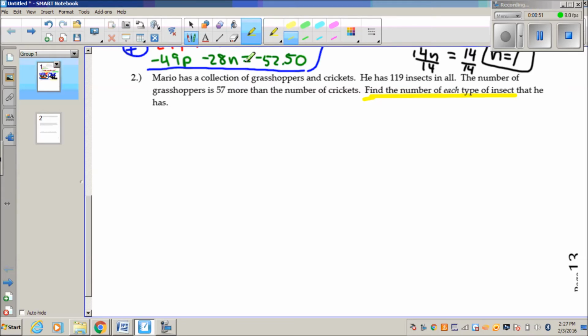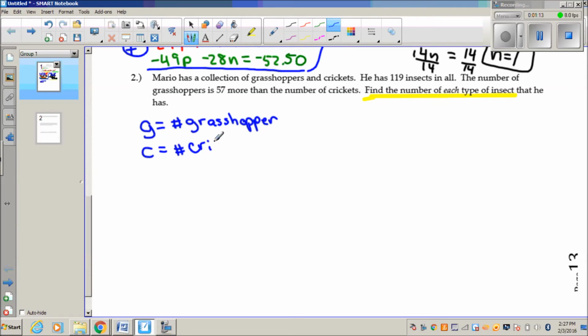So let me start with defining my variables. Okay, so I'm going to use G. Again, I like to use descriptive variables. G is going to be the number of grasshoppers, because I have to figure out how many of those. And I'm going to use C to represent the number of crickets.